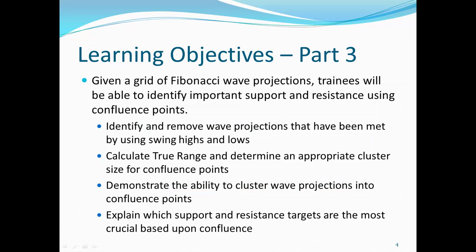Our main learning objective is to take the grid of Fibonacci wave projections that we put together in the last session, in session 2. So if you haven't seen that one yet, it's going to be key that you watch that. Using that grid, we're going to go through and identify confluence points that would indicate where key support and resistance are for a given chart.